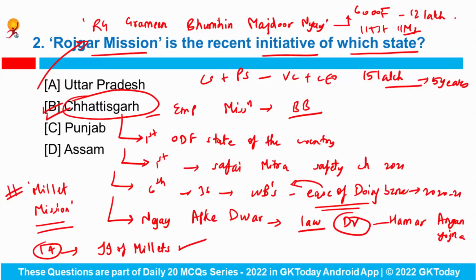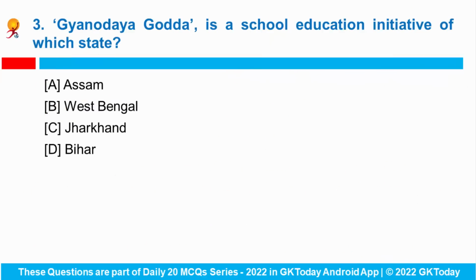with their families. Okay. Now you have to tell me, Atmanirbhar Krishi Yojana and Atmanirbhar Bagwani Yojana belong to which particular state? Question number 3. Gyanodaya Godda is a school education initiative of which particular state?